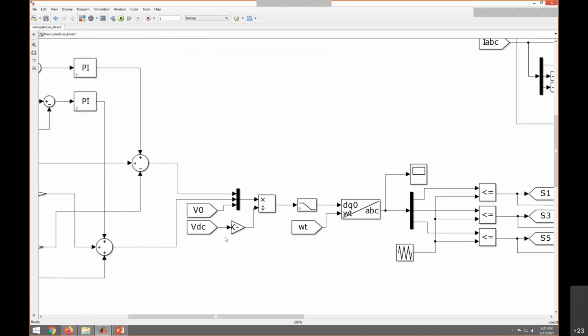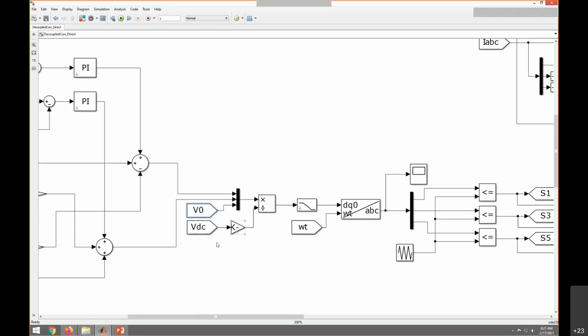So once this is done, we obtain the reference values in the DQ reference frame. Along with this, the V0 component is usually 0 in a balanced supply, so we add this V0 term, assuming balanced voltages. After that, we need to normalize this, since these values will usually vary around 400 or 415 volts.